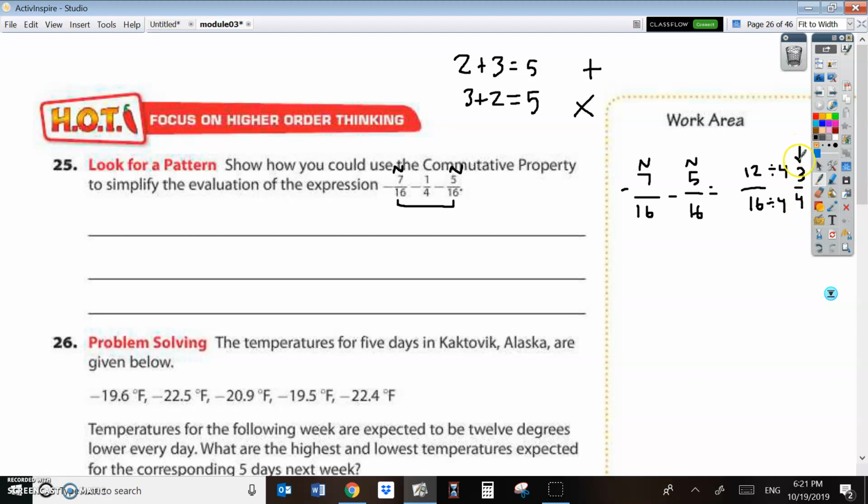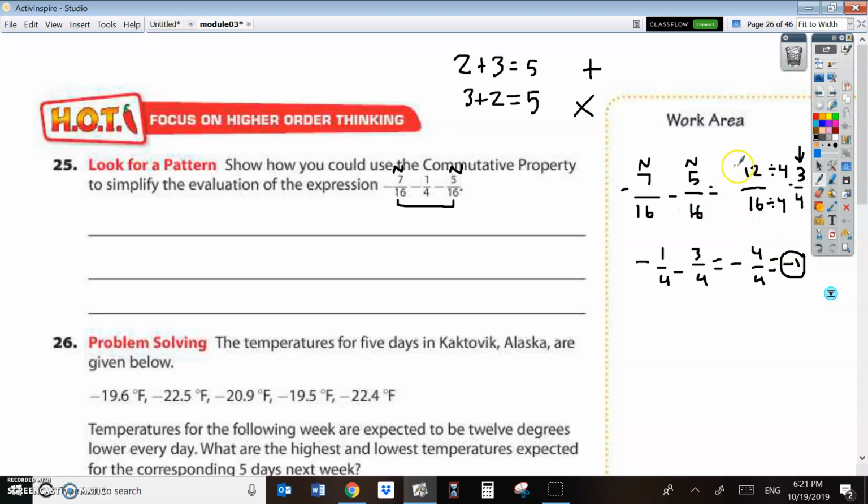Now 3/4, remember it's going to be negative. So here's 1/4, negative 1/4. So negative 1/4 minus 3/4. Okay, put those, 1 plus 3 is 4, equals negative 4 over 4, which equals negative 1. That's one way you could do that problem.